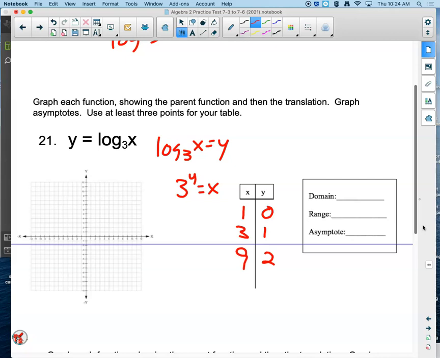Now, they also said we're supposed to graph it and then graph its translation. Does this one have an h or a k or both? So it's going to be its own parent function. We're not going to have 2 graphs on this one. But that brings us to the, do we remember where the asymptote is? The y-axis, which has a math name of x equals 0. So that is our asymptote. And let's go ahead and put our little points on here.